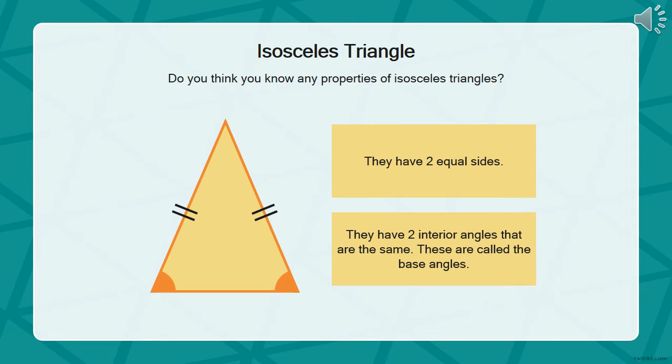Next we have an isosceles triangle. Do you think you know any properties of an isosceles triangle? Now they have two equal sides. They have two interior angles that are the same, and these are called the base angles, the base being the bottom.